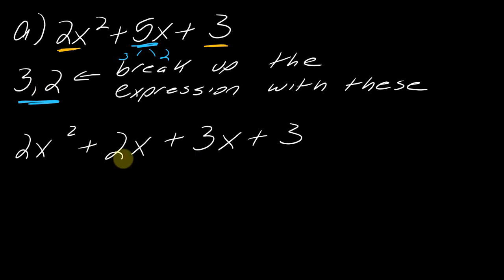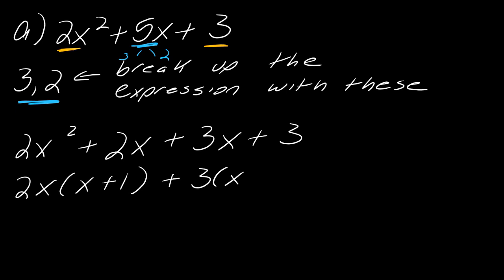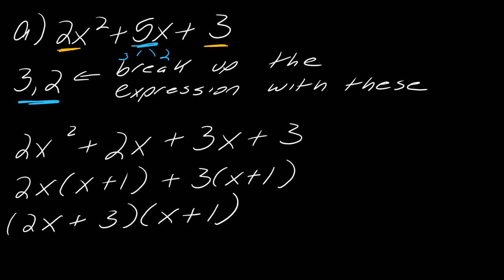So I was a little strategic in how I decided to break everything up. But now you'll notice 2x and 3x make 5x, so we're all good. We didn't really change the value of the expression. We were just strategic in how we broke it up. And now I can use grouping. So I can factor out the 2x, so this becomes x plus 1, and the 3, so that this becomes x plus 1. And this will be 2x plus 3 times x plus 1. And that is indeed what we got for our trial and error.